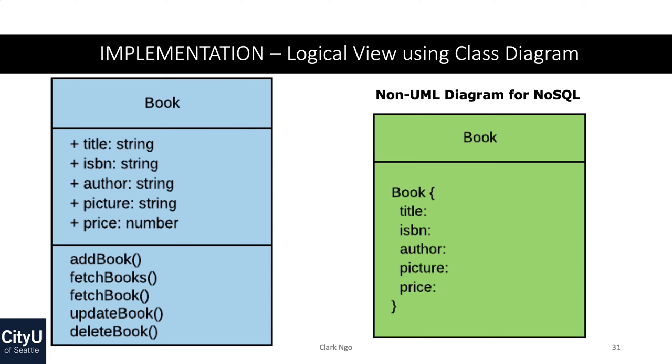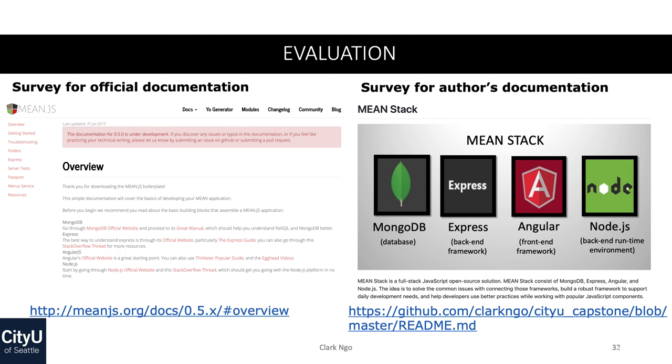For the logical view using a class diagram, it's a very, very simple example. Hence, we only have one entity, which is book, and it has five properties or attributes, which are title, ISBN, author, picture, and price. It has five methods called add book, fetch books, fetch book, update book, and delete book. And I also created a non-UML diagram for NoSQL to represent that our database has it in the JSON format with keys title, ISBN, author, picture, and price.